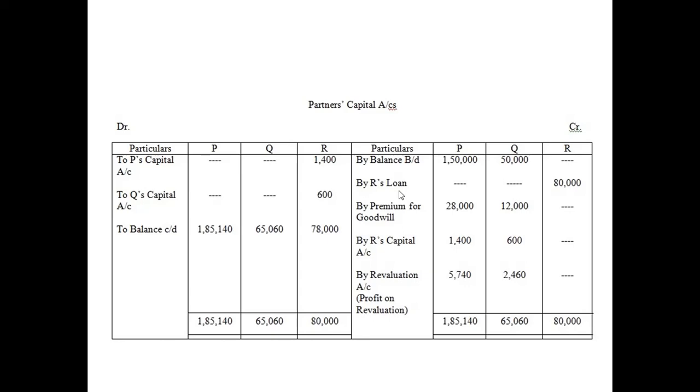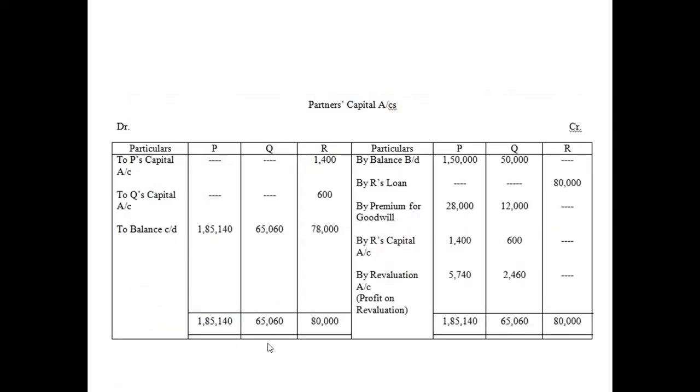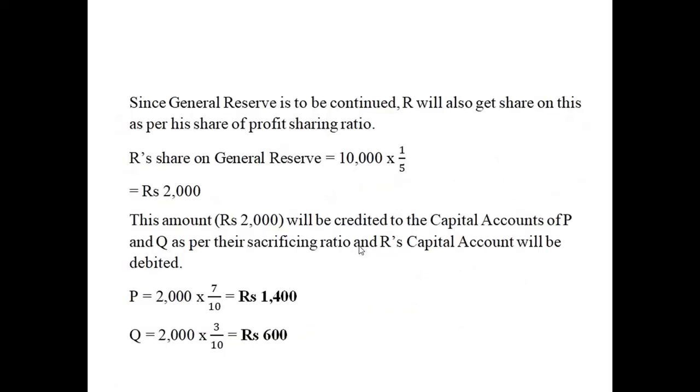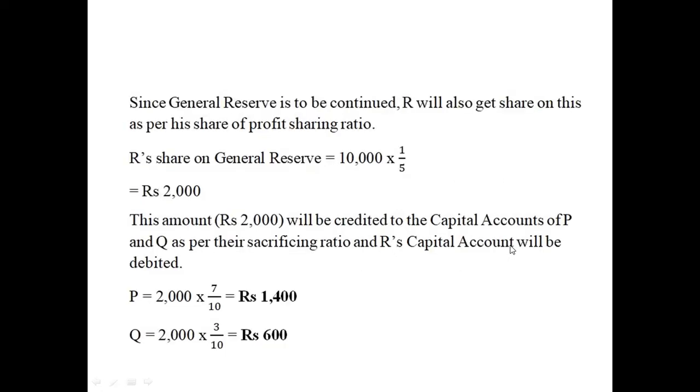Now, previously we had done this kind of adjustment, isn't it? This amount of rupees 1400 and 1600 is to be credited to the capital accounts of P and Q, isn't it? So now the very amount will be credited here in the accounts of P and Q, and this will be adjusted through the capital account. As you can see here, I have mentioned that this kind of adjustment will be adjusted through the capital account. Okay, so we write by R's capital account 1400 and 600, which we have calculated already.